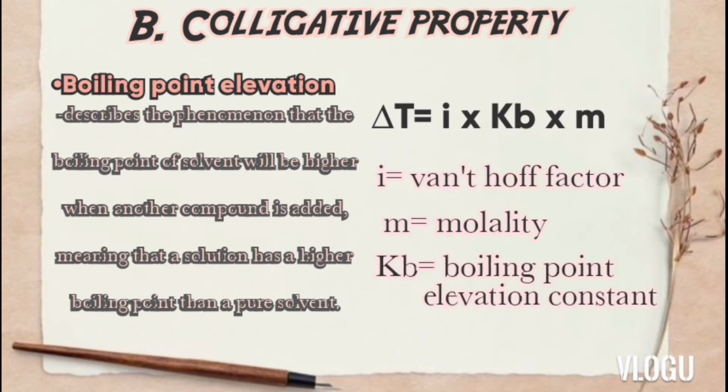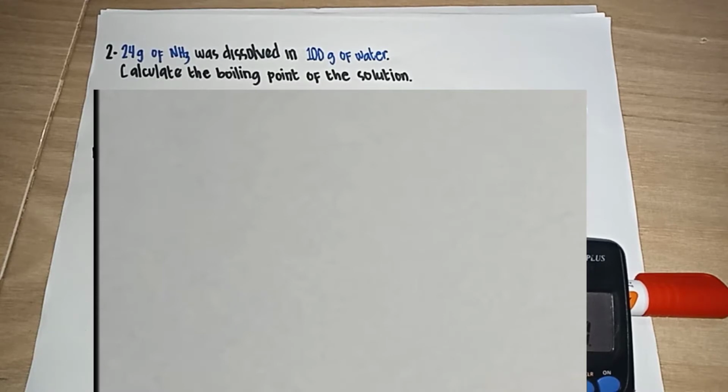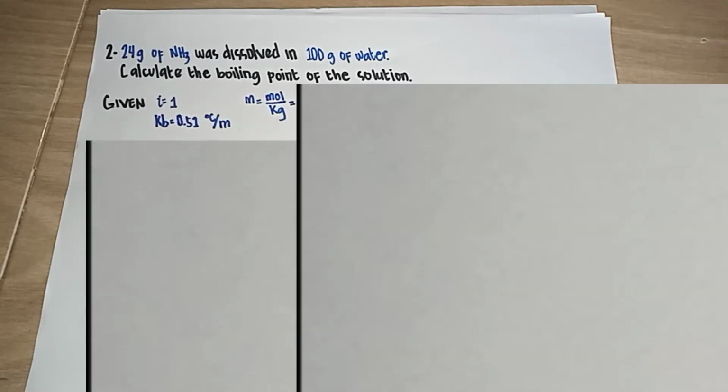So this is the example. 24 grams of NH3, ammonia, was dissolved in 100 grams of water. Calculate the boiling point of the solution. So as I mentioned earlier, the formula for this is delta T equals i multiplied by Kb multiplied by m. So let's have the givens. So i, our Van 't Hoff factor, is 1.